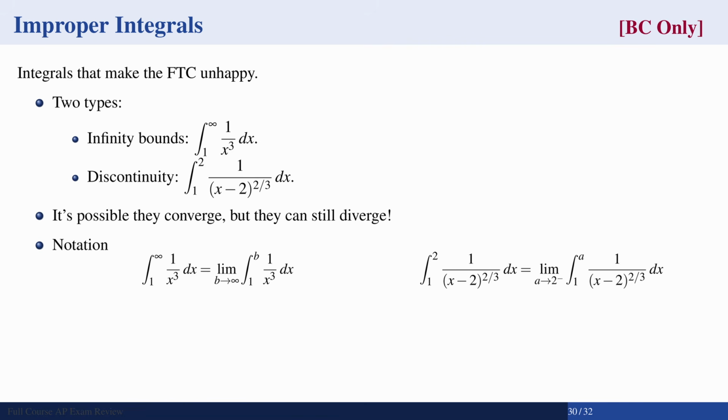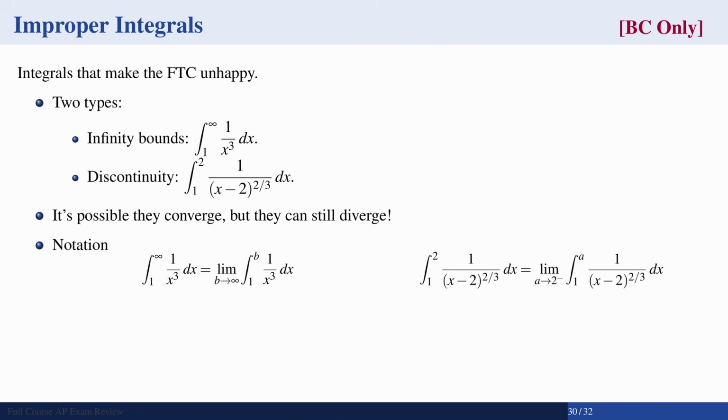So the proper notation is you cannot have infinity as an upper or lower bound. So if you have 1 to infinity, 1 over x cubed, you're going to change that to the limit as b approaches infinity of the integral from 1 to b of 1 over x cubed dx. It's really picky. It's just a thing that you have to do.